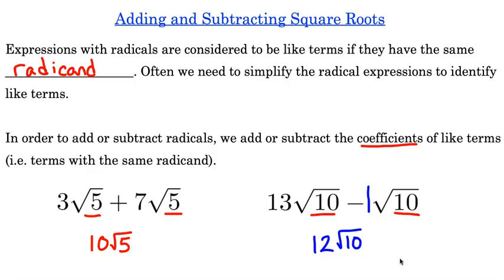Again, thinking about it differently, we are taking 1 square root of 10 away from a group of 13 square root of 10s, which means we have 12 square root of 10s left over.